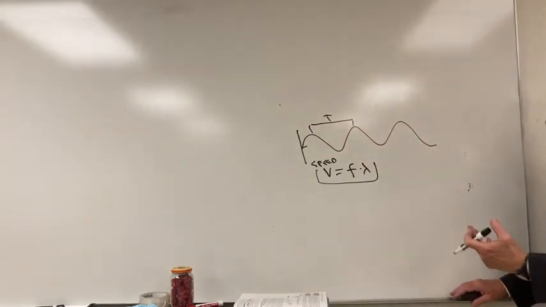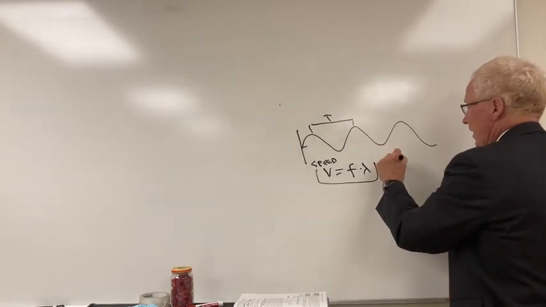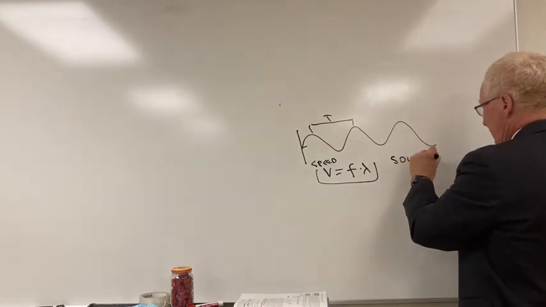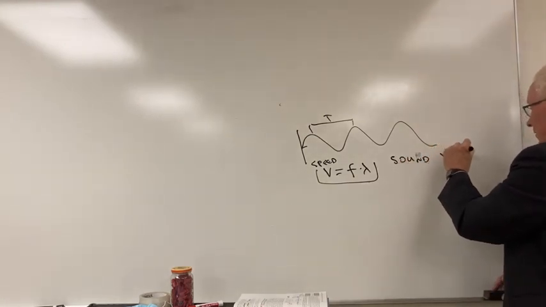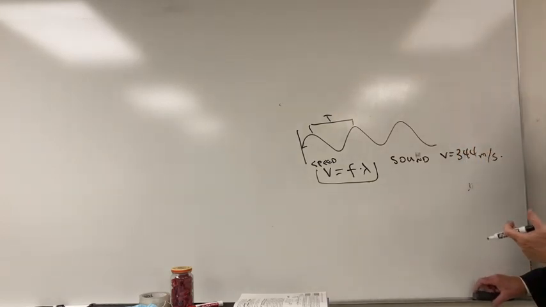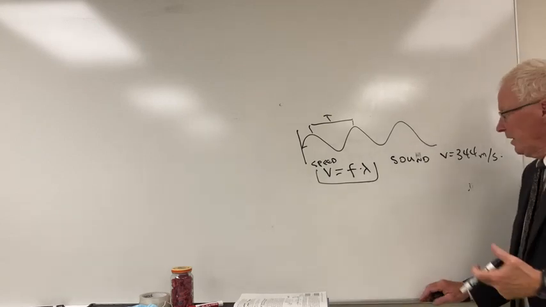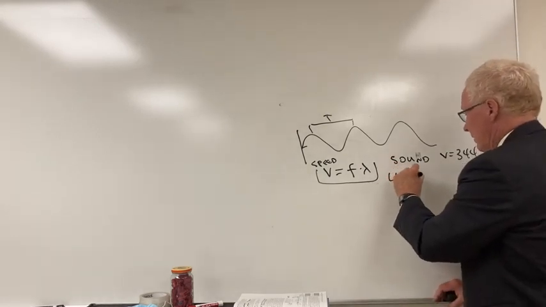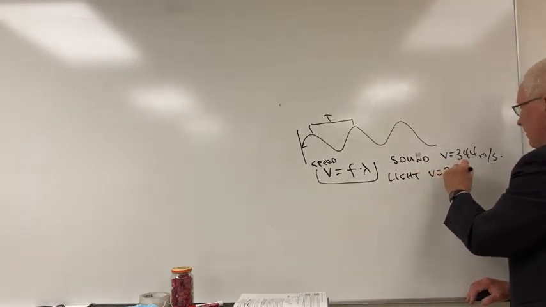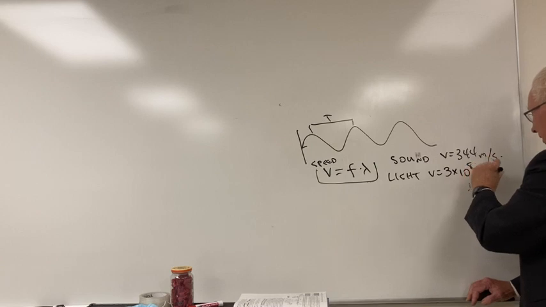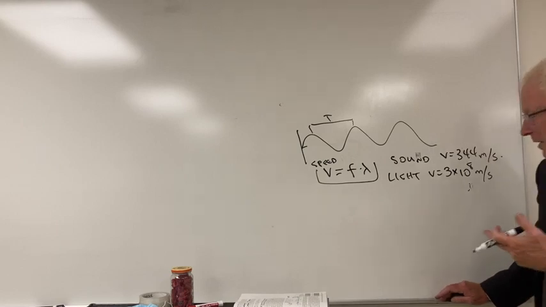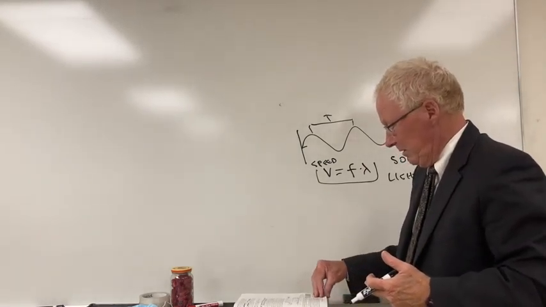Because when we talk about the speed of waves, we'll see for sound, as we saw earlier, the speed of sound is 344 meters per second. And then in chapter 20, later on, we'll see light has a speed of 3 times 10 to the 8th meters per second, or about 186,000 miles per second. So that's what we'll be dealing with there.